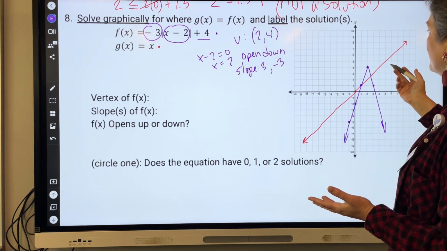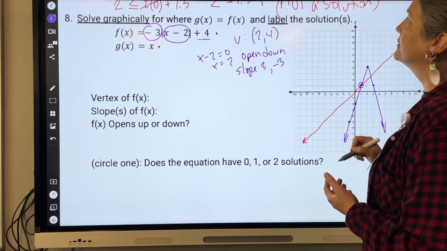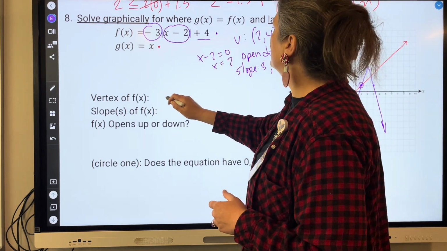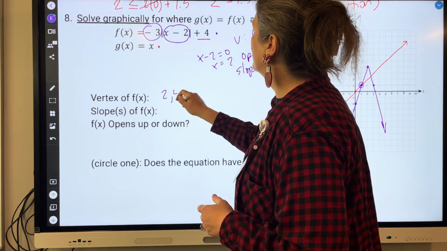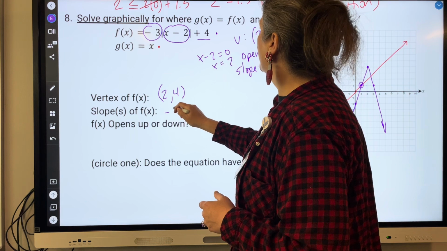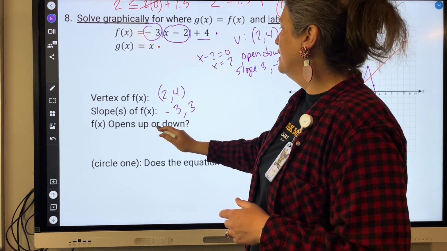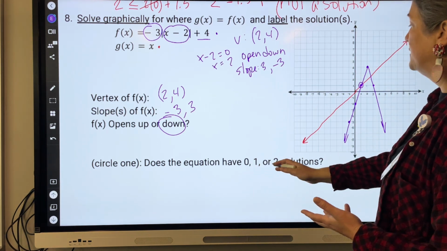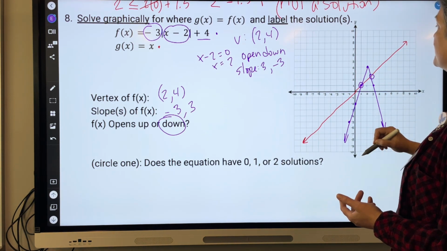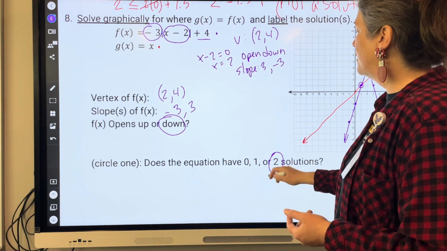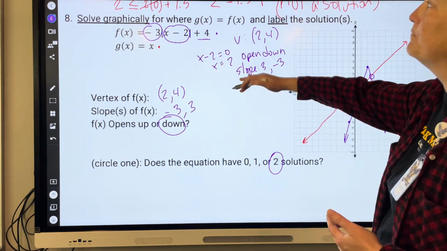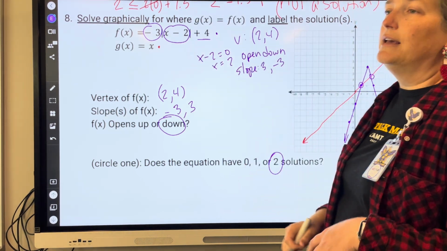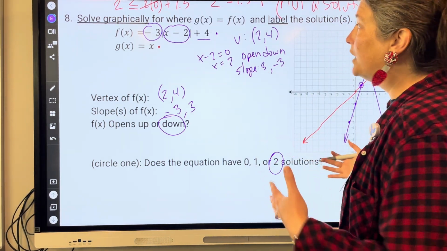So this is where we're at, and it looks like we have one solution that is at 1, 1. So the vertex, I did this, was 2, 4, and the slopes are negative 3 and 3, opens down. Does it have 0, 1, or 2 solutions? Well, it has a solution everywhere it crosses. So there are 2 solutions to this system. This is a non-linear system with an absolute value and a line. To be a linear system, it has to be 2 lines.